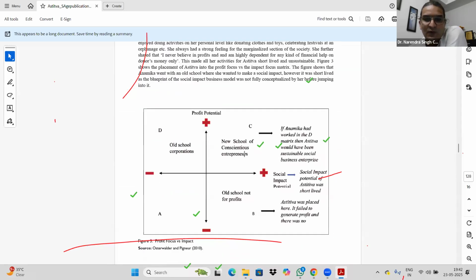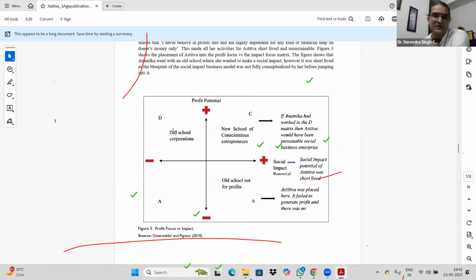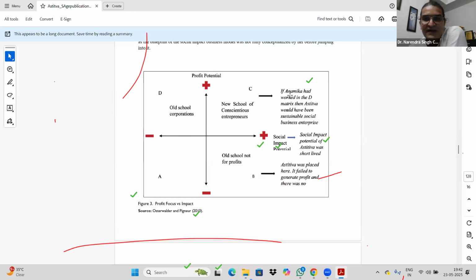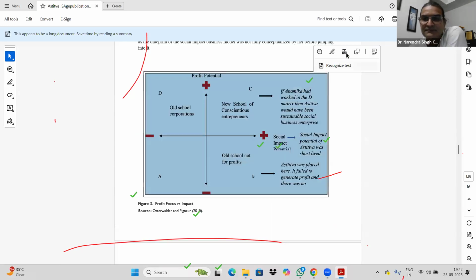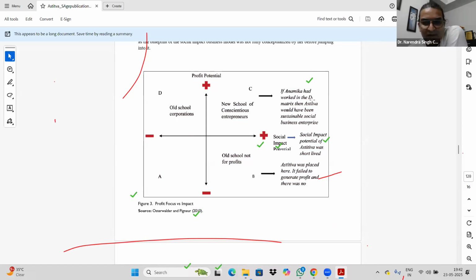And then they are doing the profit versus impact. Now see, if Anamika had worked on the metrics, then Astitva would have been a sustainable business with impact. So they are just aligning it with the help of a particular theory.